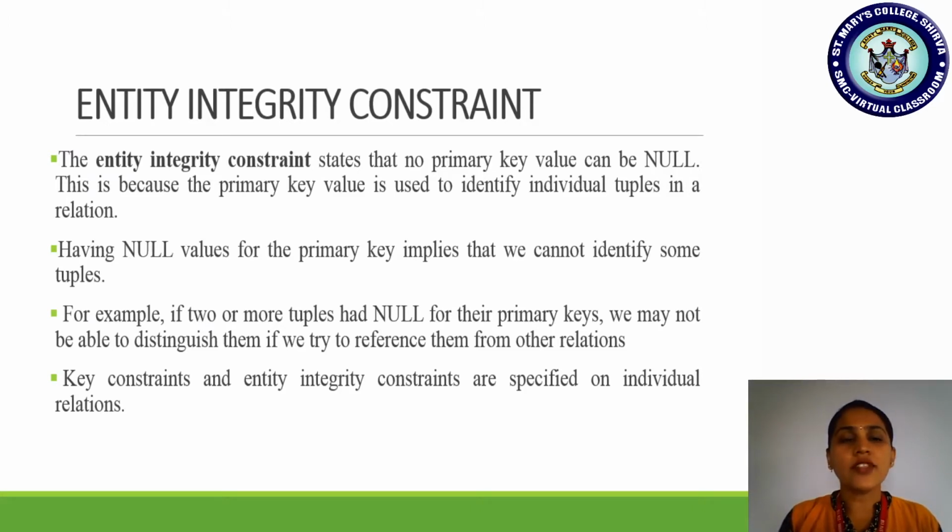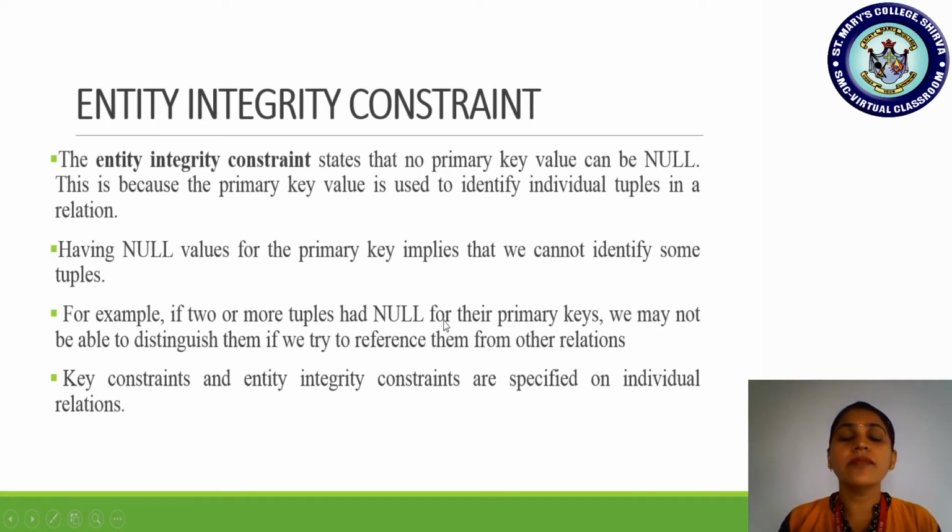Are you all understanding? So as primary key values are very essential, any attribute which is considered a primary key, with the help of that primary key attribute only, we can identify the tuples. I mean the rows of information that are present, or the records that exist in the relation. Okay. For example, if two or more tuples had null for their primary keys, we may not be able to distinguish them if we try to reference them from other relations.